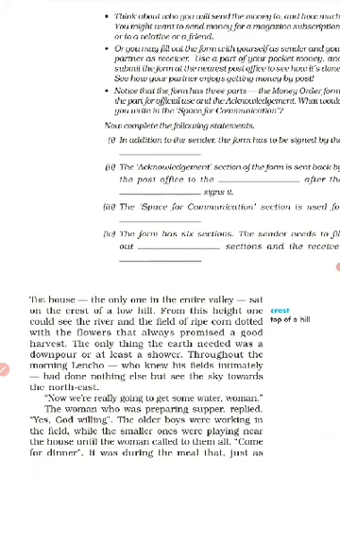Now we are really going to get some water, woman. What Lencho said here, we are really going to get some water. The woman who was preparing supper, means dinner, replied, yes, God willing. God will give, it's God willing.